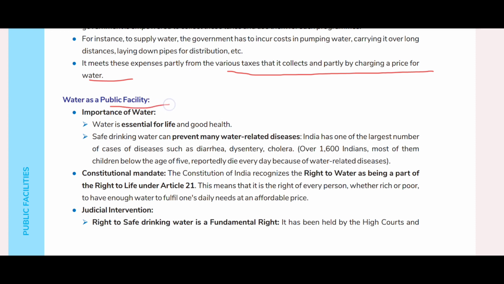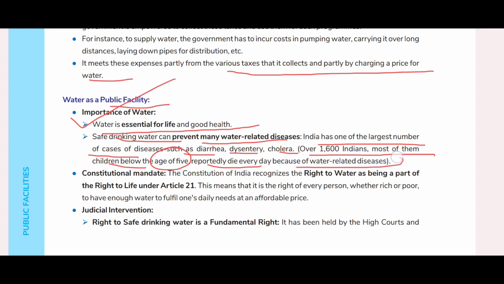Water as a public facility. Importance of water. Water is an essential part of life and good health. Safe drinking water can prevent many water related diseases. India has one of the largest numbers of cases of diseases such as diarrhea, dysentery, cholera. Over 1600 Indians, most of them children below the age of 5, reportedly die every year because of water related disease.